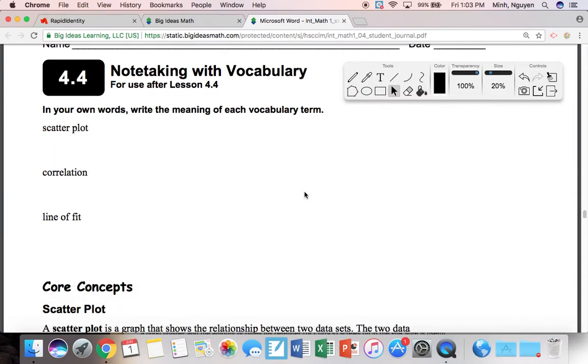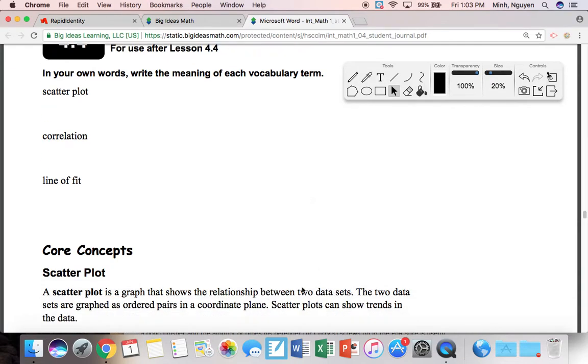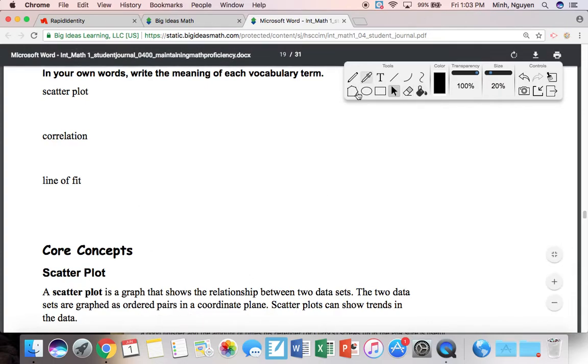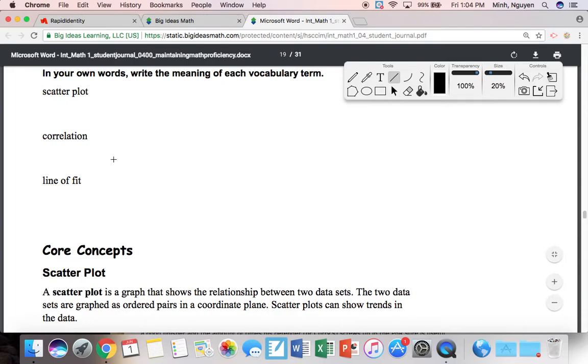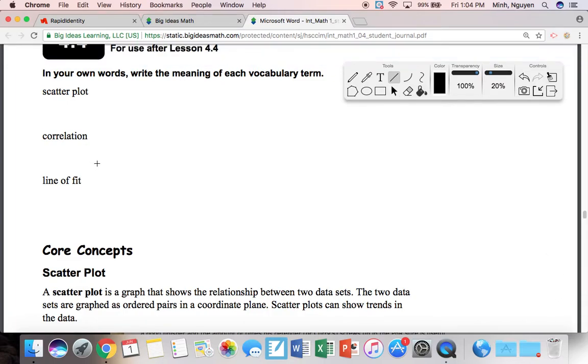So a scatter plot, like I just said, just shows any number of data on a graph. It really shows the relationship between two data sets. Correlation has the word relation, so you should think about a relationship. I'm not going to give you the dictionary definition. If you want, you could look it up, or you could find it in your textbook. But the correlation is just the relationship between the data sets.